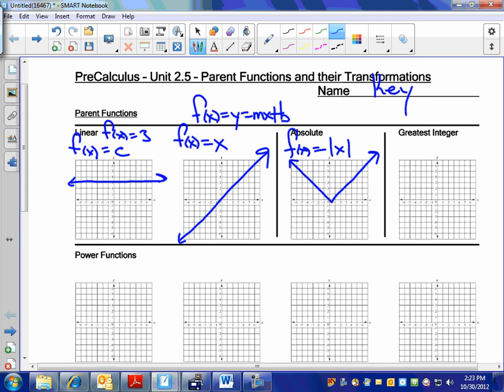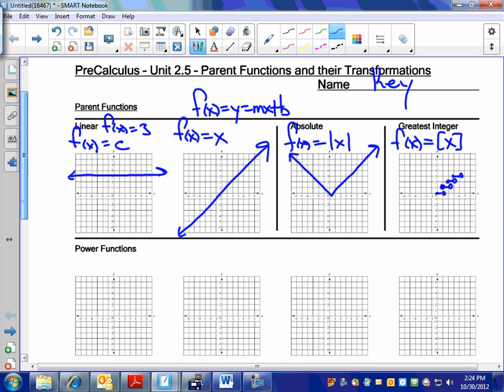Okay, so for people catching up on the video, these are parent functions, and we said the greatest integer function is f of x is equal to, and we used this notation because that's what the book uses. And again, we have these open circles with closed circles. Very bad graph on this small spot here, but that's where we picked up.